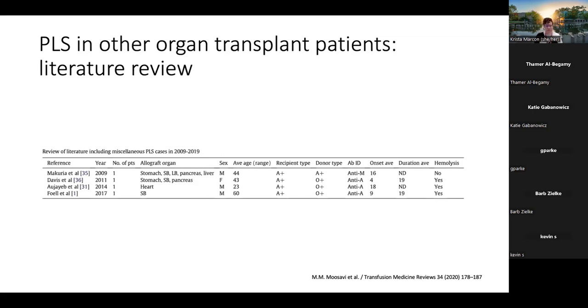While in other organ transplant, a literature review including 3 cases reported GI tract transplantation and 1 case series of heart transplantation. 2 cases involved ABO antibody with clinically significant hemolysis from anti-A, while 1 case involved anti-M antibody without any evidence of hemolysis.